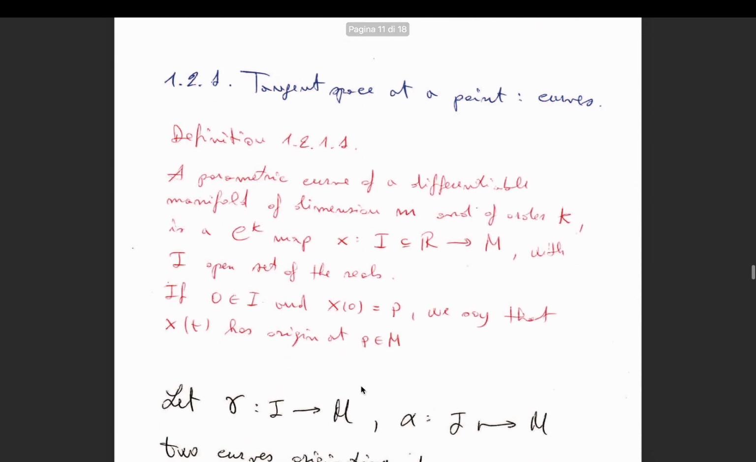Now we can introduce what is called the tangent space to a manifold. There are two ways of defining this. The first one is geometrical, the second is algebraic.